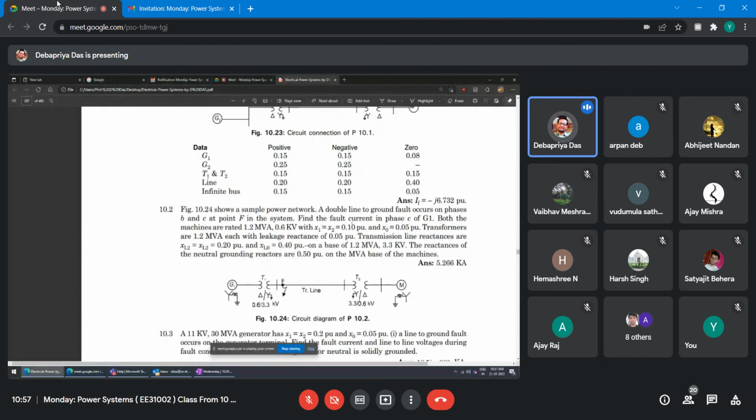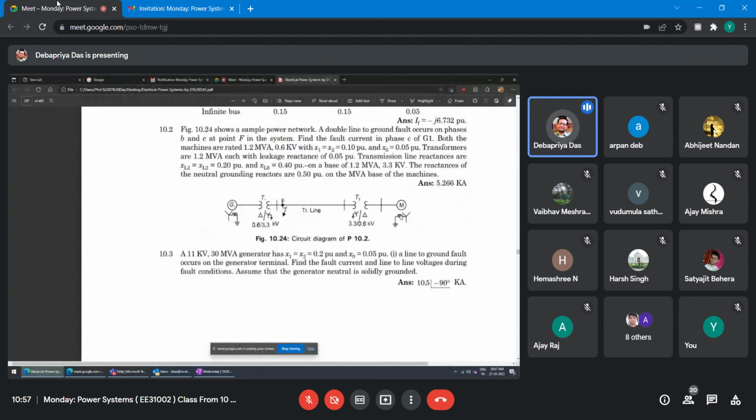Just a few seconds. Find the fault current. Both the machines are rated at this, and the transformers are this. Each leakage, the transmission line reactances are this, and this is the reactance of the neutral grounding. Just a minute. Figure 10.24. Find out the current in phase of CG1. Generator and motor both are this. So in this case, you are telling that. Okay, just 1 minute. Don't assume now. If it is not there, you will assume 0.885. But let me get back to you on Wednesday.